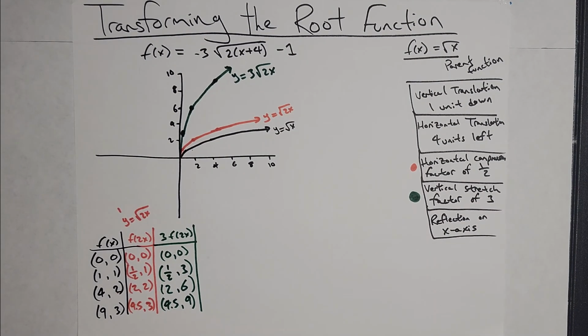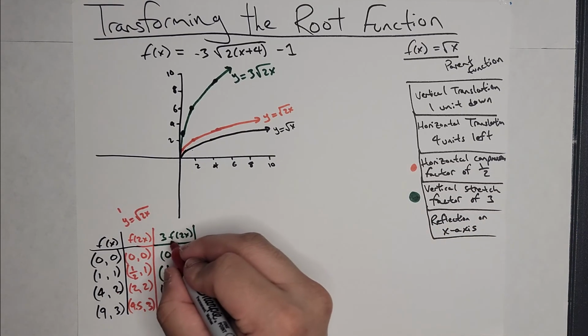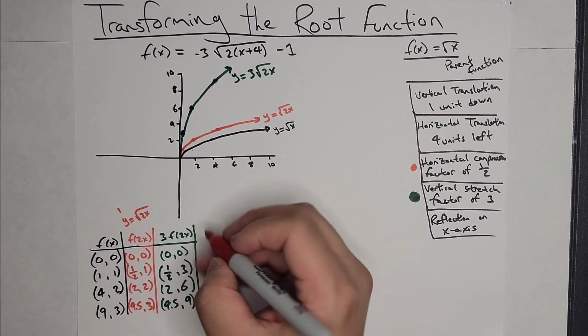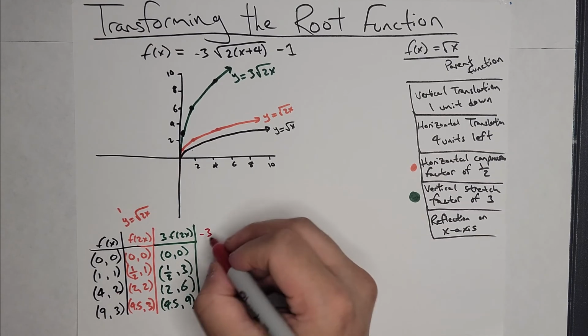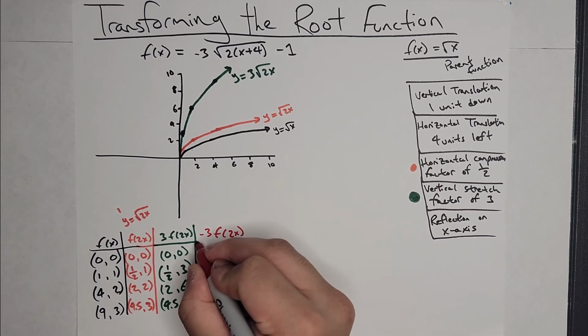So now let's do another transformation. So far it's pretty straightforward. Let's do our reflection now. So now our reflection is going to be on the x-axis. So now instead of 3f of 2x, we're going to do negative 3f of 2x.